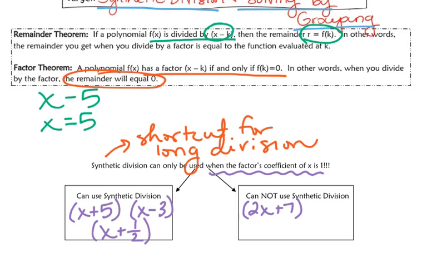So because of that 2 there, we would have to use long division. 3x minus 5, we couldn't use it. And we also can't use it if we're trying to divide by something like x squared plus 1. So really, when you're deciding, can I use synthetic, you're looking for just an x with a coefficient of 1.